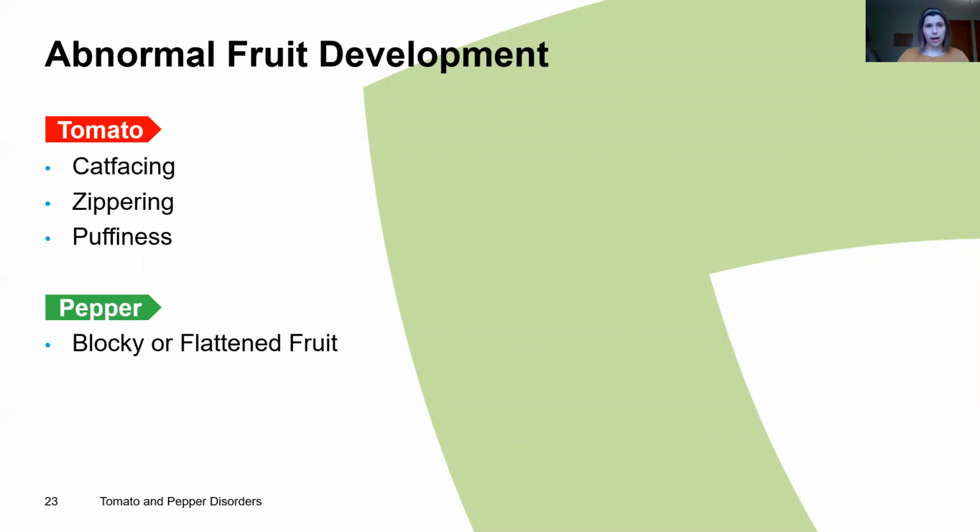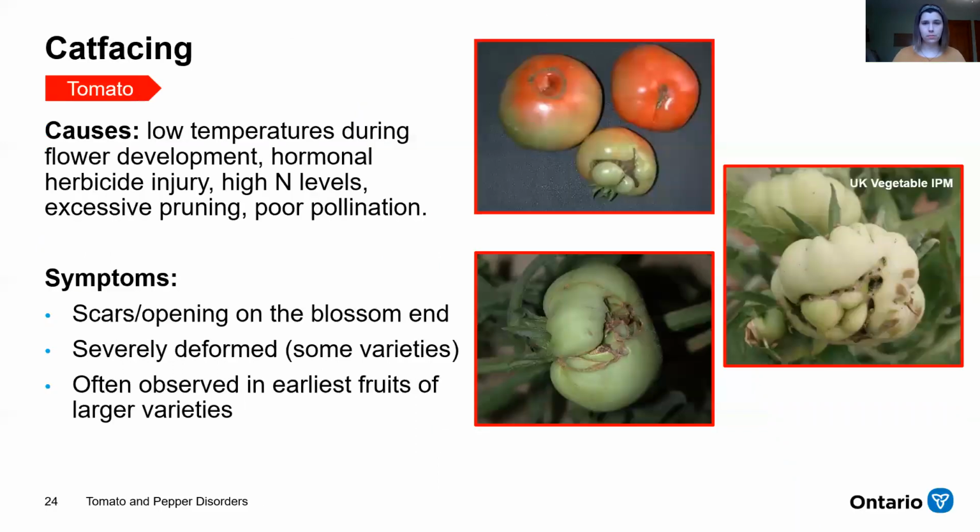So next, we're going to cover some abnormal fruit development in both tomato and pepper fruits. These disorders are both related to environmental conditions during flower development or pollination. First, we have catfacing in tomatoes.